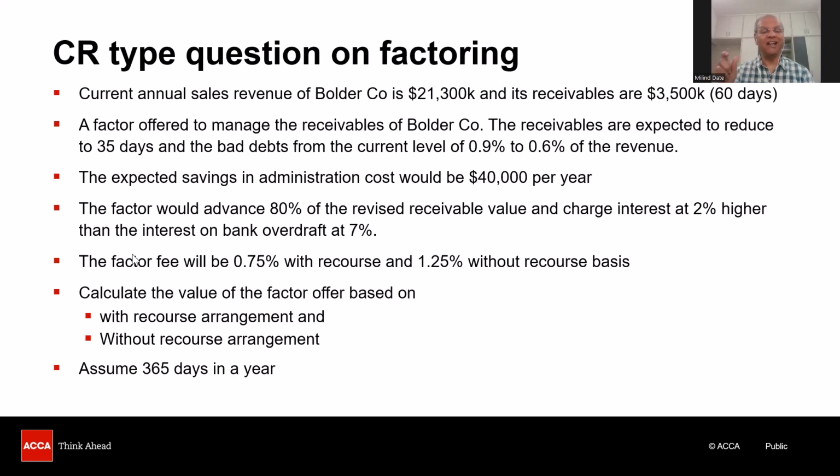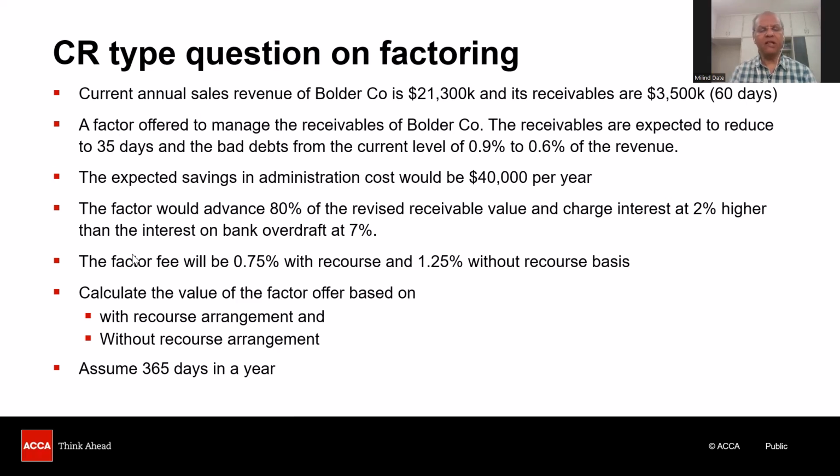So this will be your additional interest cost. Factor fee for providing the service will be 0.75% on with recourse basis, 1.25% without recourse basis. And then you are simply asked to calculate the value of the factor. It could be a positive, it could be negative, with recourse arrangement and without recourse arrangement. And you are asked to assume 365 days a year, which will be typically the condition given to you.